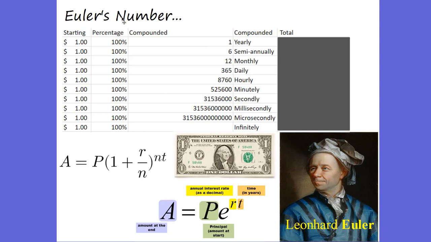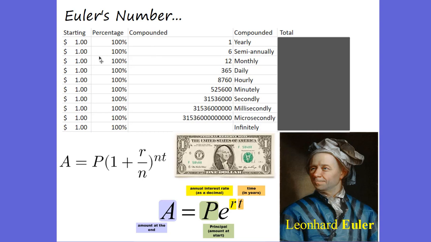So let me give you an example of what Euler's number is. Euler's number is embedded within nature. It's another proof of God's existence, because God puts these irrational numbers into our nature, into His creation.